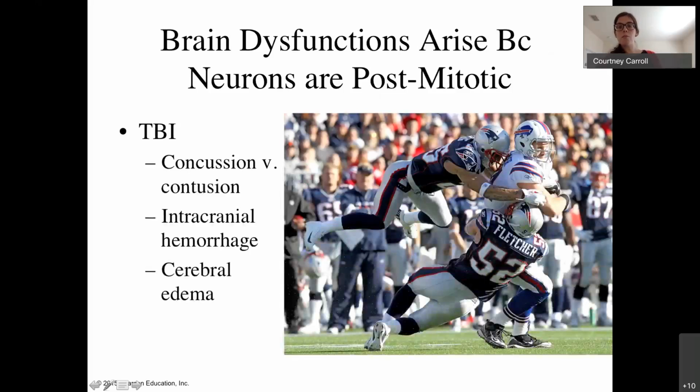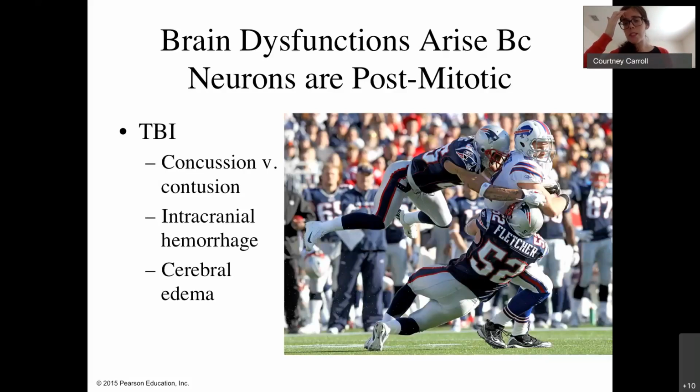Let's talk a little bit about some brain dysfunctions. Again, things go wrong when we're talking about the brain, in part because they're post-mitotic. So neurons can't divide. If you damage them, it's a problem. One of the classic examples is a traumatic brain injury, or a TBI. What I'm showing here, football players and other people who get these repeated brain injuries, they can have long-term and high risk for developing a lot of disorders down the line because they're damaging their neurons, and the neurons can't replace themselves and they can't repair themselves very well.